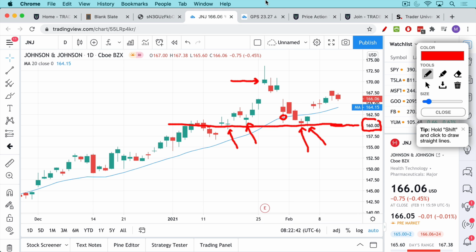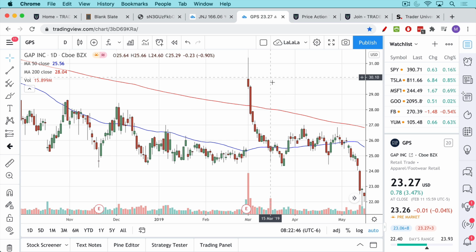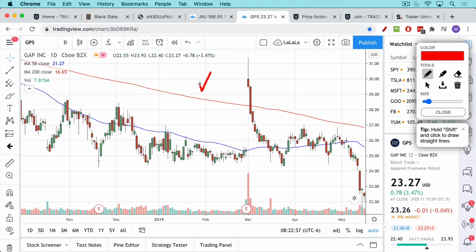Let's take a look at another one. This is GPS, this is Gap from a few years back. This is one of my favorite examples from March 1st, 2019. The ticker is GPS. The red line here is the 200-day moving average. The blue line is the 50-day moving average. Whenever the stock is trading below the 50-day moving average and/or the 50-day moving average is below the 200-day moving average, in other words, whenever the blue line is below the red line, that really is a sign that you're in a downtrend, and that the natural direction for the stock to take would be downwards.